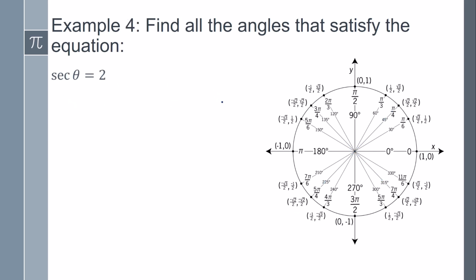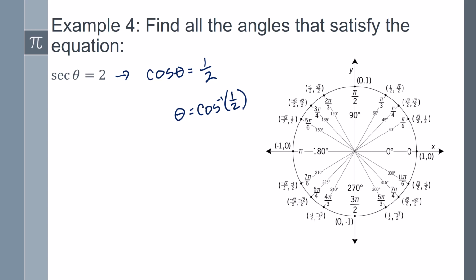This example here, find all the angles out of it. Secant, it might be easier if I convert that into cosine. S goes to C, C goes to S. So take the cosine inverse of both sides. I get theta equals cosine inverse of 1/2. I converted it to cosine because it's easier, but you can go ahead and do it the other way. You get the same thing.